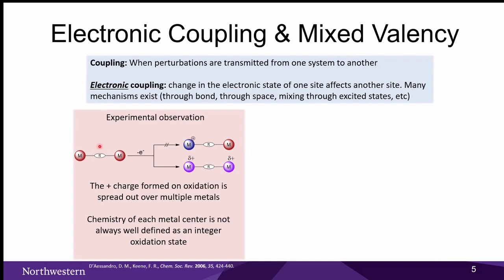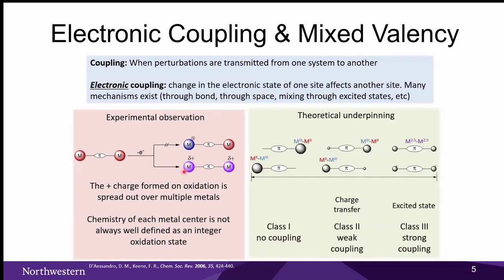conjugated pi symmetric linker, and you take an electron out of the system, you might assume that that positive charge left by oxidation will be borne by one metal. But if you have a sufficient amount of electronic coupling, that positive charge actually delocalizes over the whole system. And what that means is that the chemistry of both metal centers is inextricably linked. They are going to influence each other as they undergo different electronic changes.